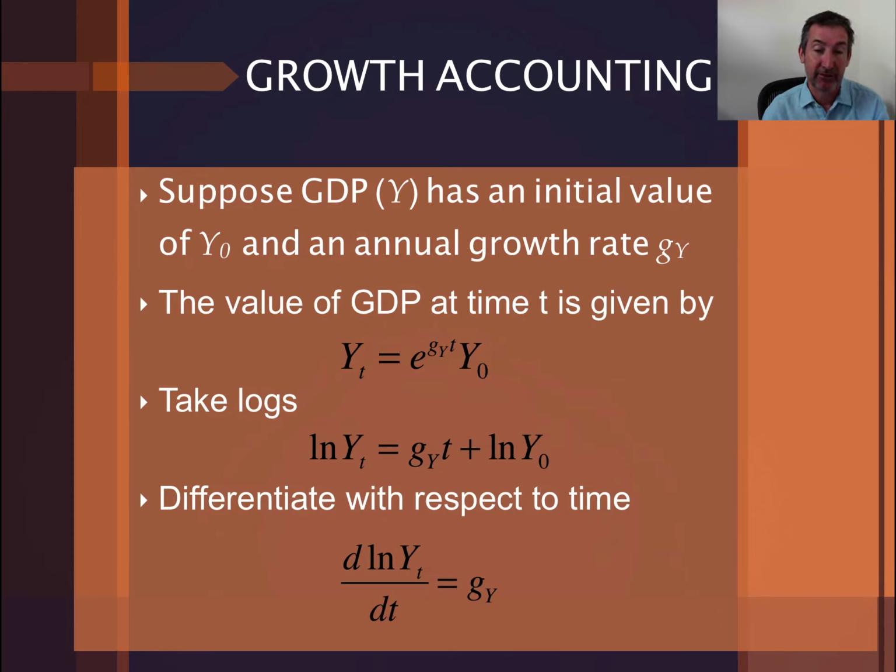If we take logs of this expression, we get the second equation on the slide, and if we then differentiate that expression with respect to time, it turns out that the derivative of the log of GDP with respect to time is just the growth rate of GDP. So if we want to know how a variable is growing, what its growth rate is, then what we need to do is just take its log and then differentiate with respect to time.